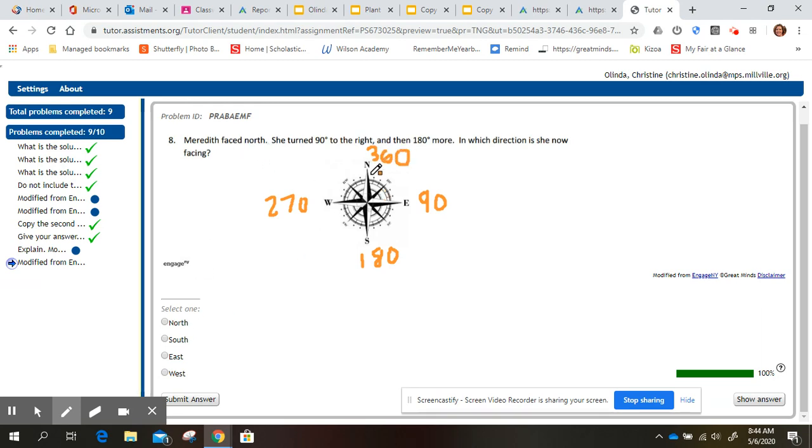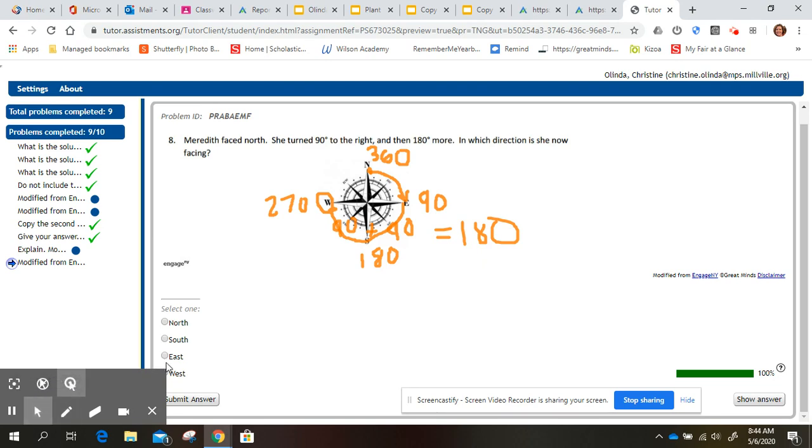And so Meredith is facing north, so she's standing here, and she turns 90 degrees to the right, so now she's facing east. And then she turns 180 more. That doesn't mean land on 180. 180 would be 2 quadrants, because it would be 90 plus another 90, right? Each quadrant is 90, and 90 plus 90 equals 180. So if she goes 180, she's going to go 2 times, 1, 2, and now she'll be facing west.